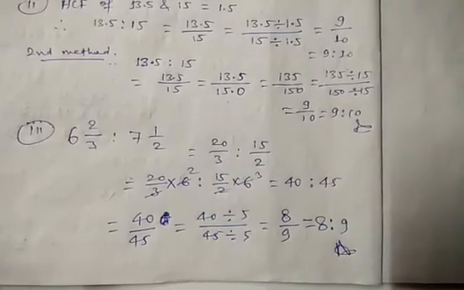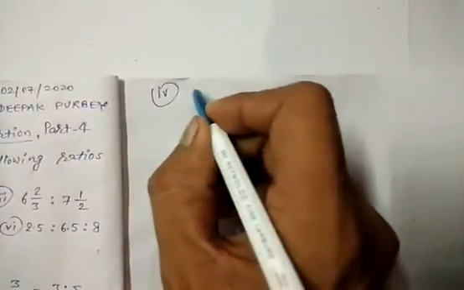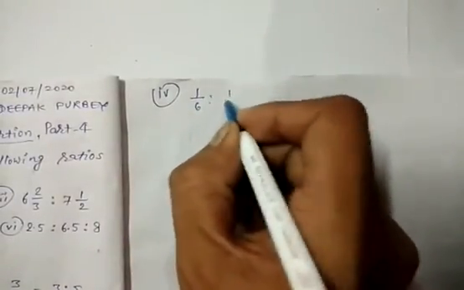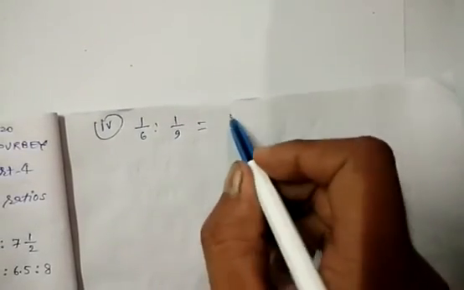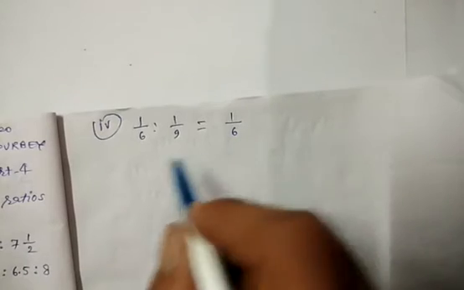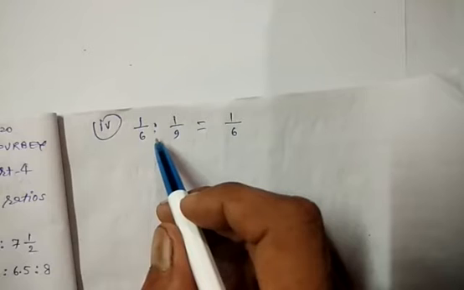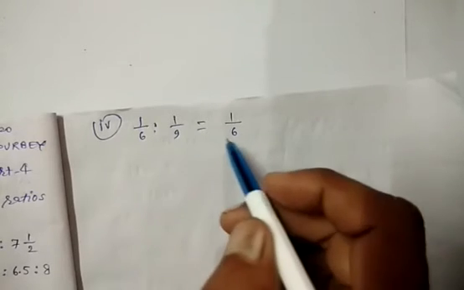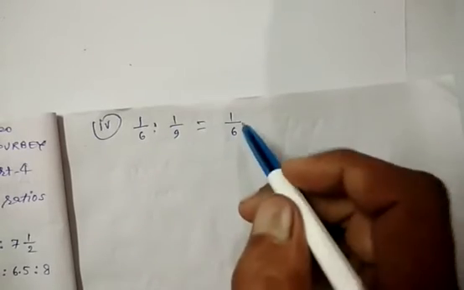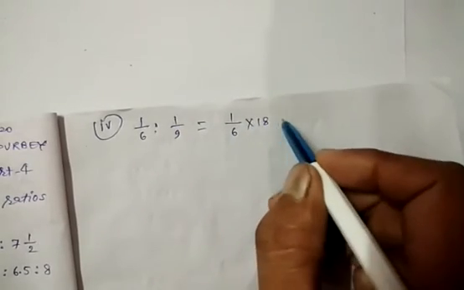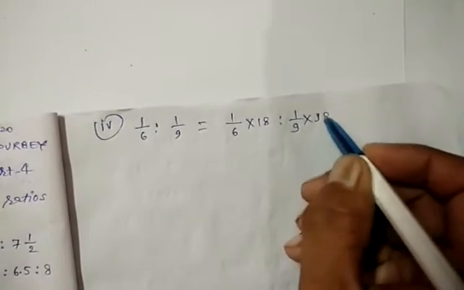Now next question is 4, which is 1 by 6 is to 1 by 9. These two terms can be multiplied by the LCM of the denominators, that is 18, 1 by 6 multiplied by 18 is to 1 by 9 multiplied by 18.